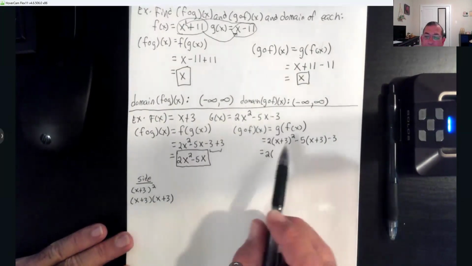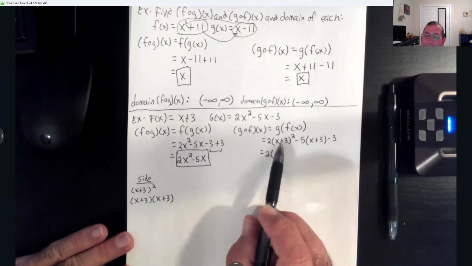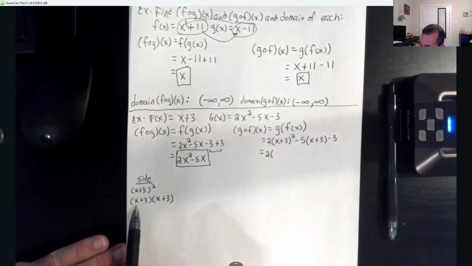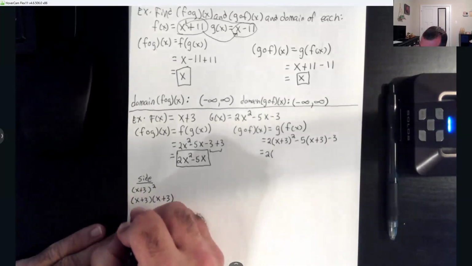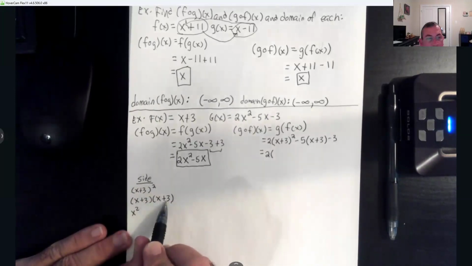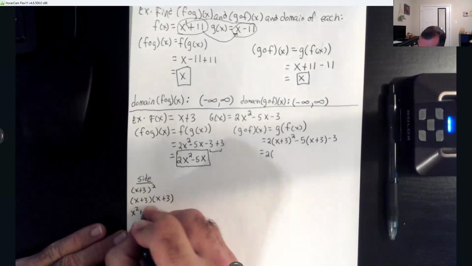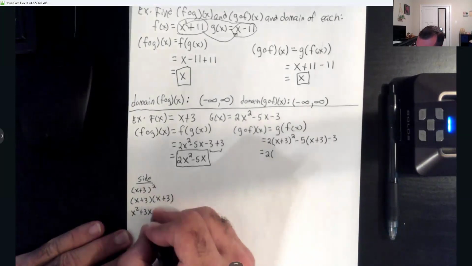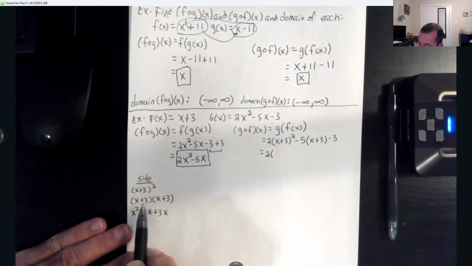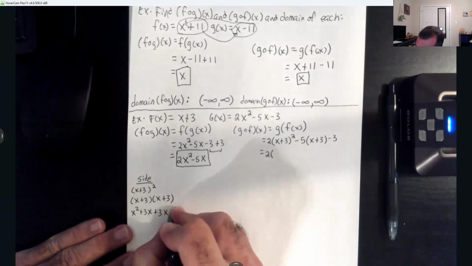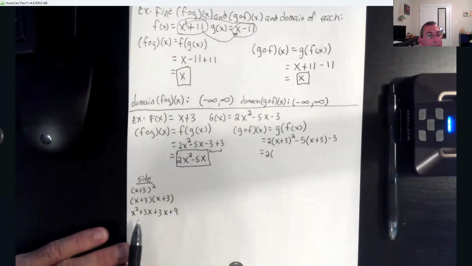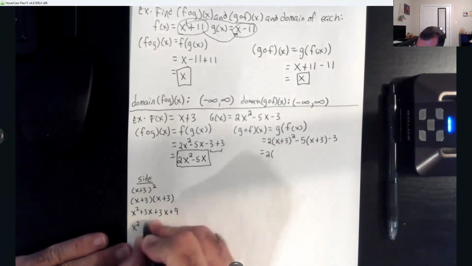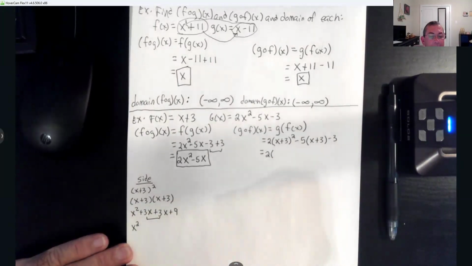So remember, anytime stuff is being added or subtracted inside parentheses and they're squared, bring it over to the side and foil it, okay? So you'll do your x times x is x squared. X times 3 is 3x. Then on the inside, 3 times x is 3x. And then 3 times 3 gives us a 9. And y'all notice when you foil, you got like terms in the middle. So you're going to come down with your x squared. What's that? 3 and 3 is giving me the 6x.